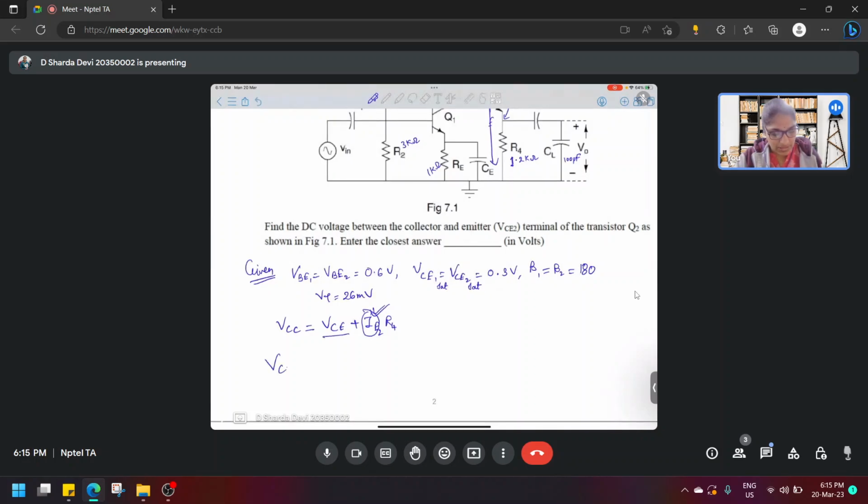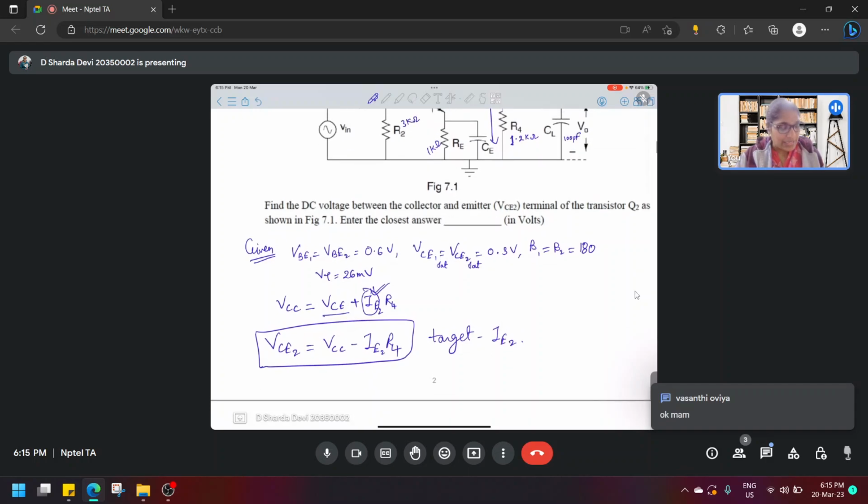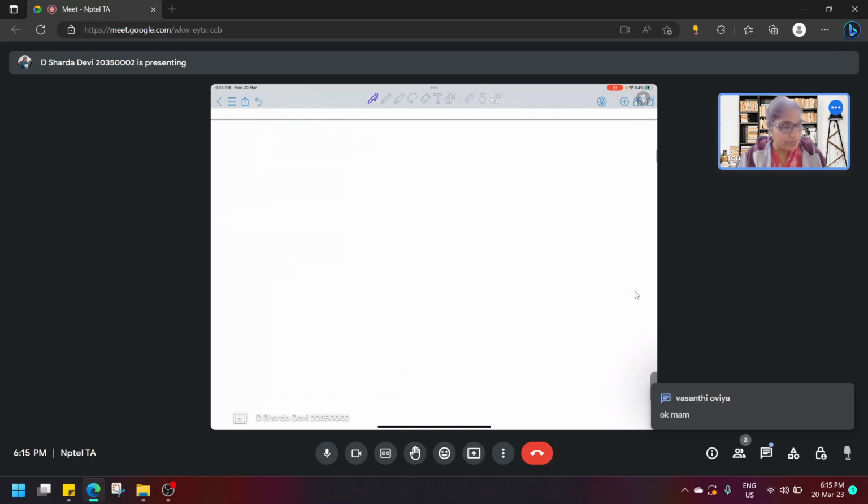So VCE2 is VCC minus IE2 R4, right? So our target is to find IE2. Yes, this is week 7. Okay. So the target is to find IE2. Now how will we find IE2?